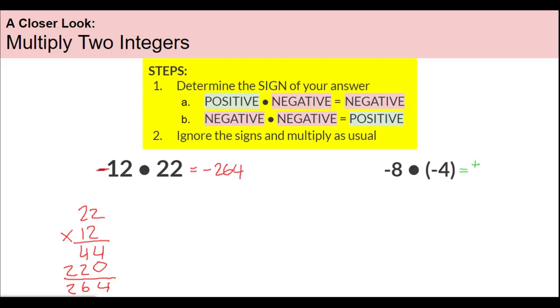And then the other one, we said it's going to be positive 8 times 4. So we're just going to multiply 8 times 4 equals 32. And so my answer is also going to be just positive 32, because remember, negative, negative equals a positive.